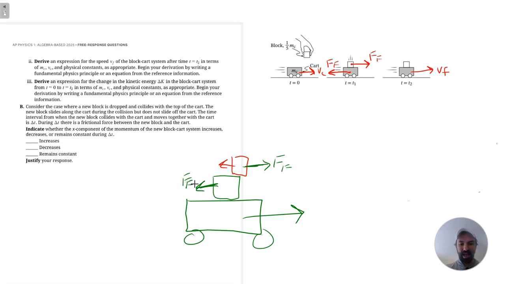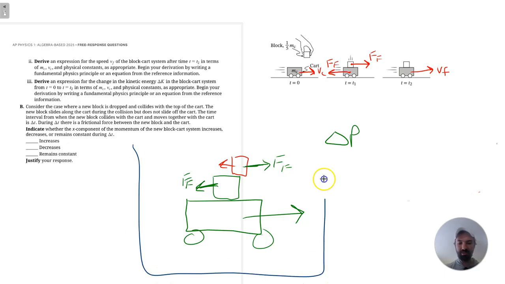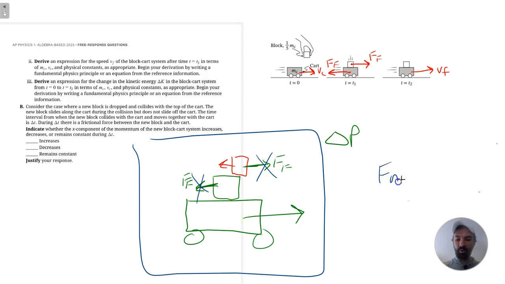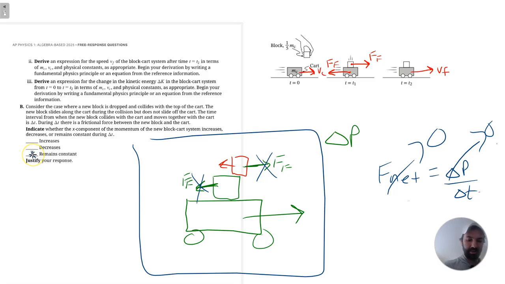And they ask us what the change in momentum is. Does the momentum increase? Does it decrease? Does it remain constant? And remember, this is really the same as the very beginning. We draw a box around this entire system. Around this entire system, those two forces cancel each other out. There are no forces acting from outside this system, and therefore, if there are no net forces acting from outside that system, then there can be no change in momentum and it must remain constant.